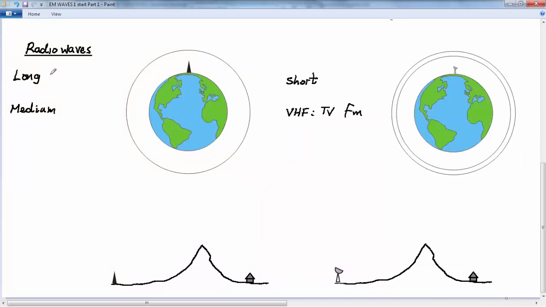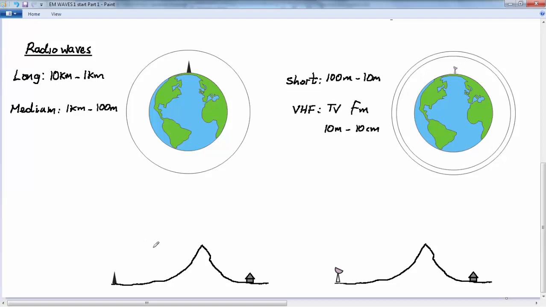Now, the long wave radio can be anything from 10 kilometers to a kilometer. Then medium wave from a kilometer to 100 meters. And then short wave from 100 meters to 10 meters. And then finally VHF from 10 meters to 10 centimeters. Okay, so first of all, let's just think about the long wave radio. What's the advantage of that?